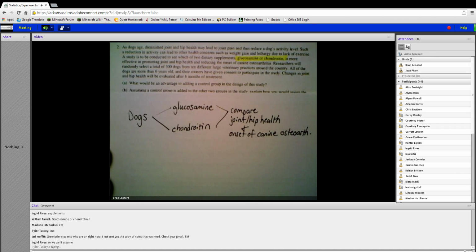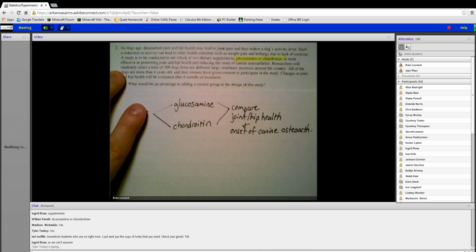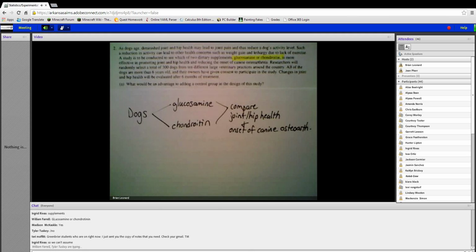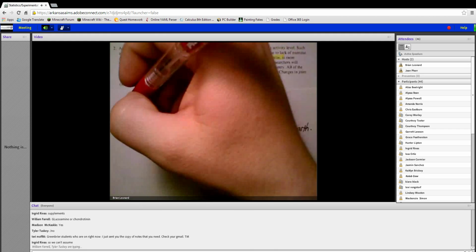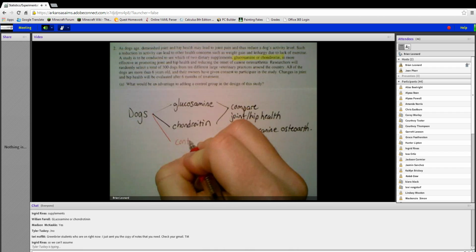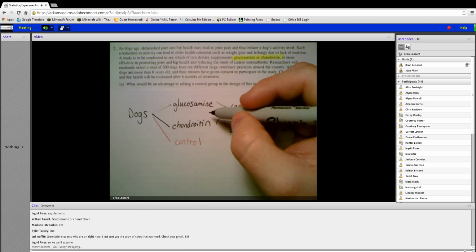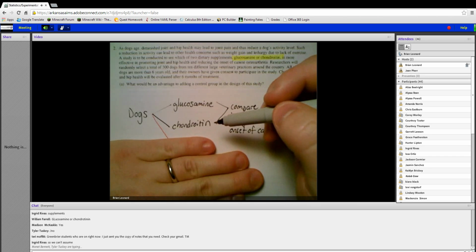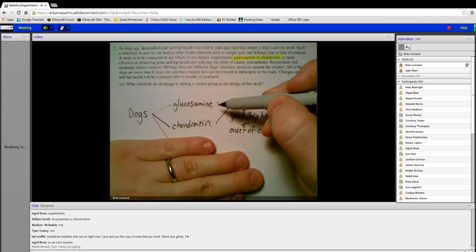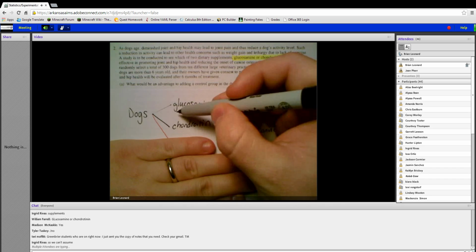All right, so now let's go to letter A. Okay? What is an advantage to adding a control? Now, here's the deal. What they're saying is, what is the advantage of adding another group that's called a control group? Well, here's the deal. If we didn't have a control group, all we can tell is if glucosamine is better than chondroitin, or if chondroitin is better than glucosamine.